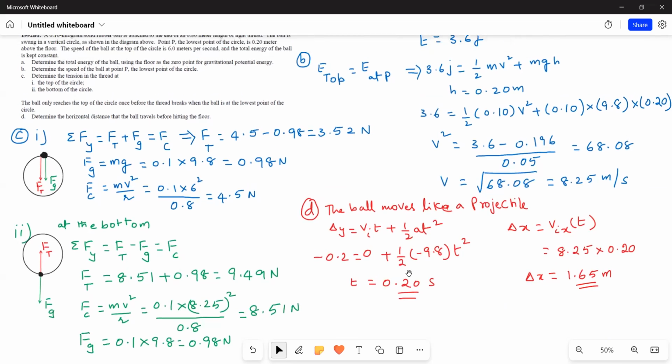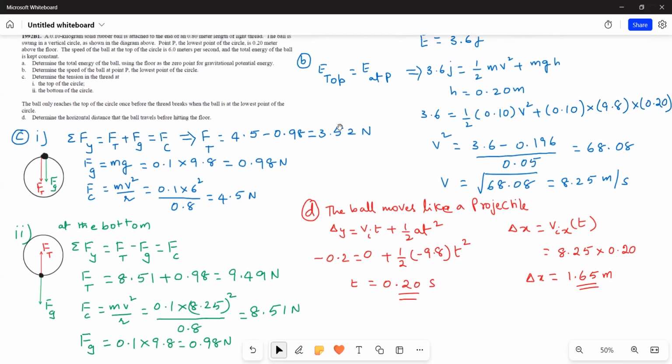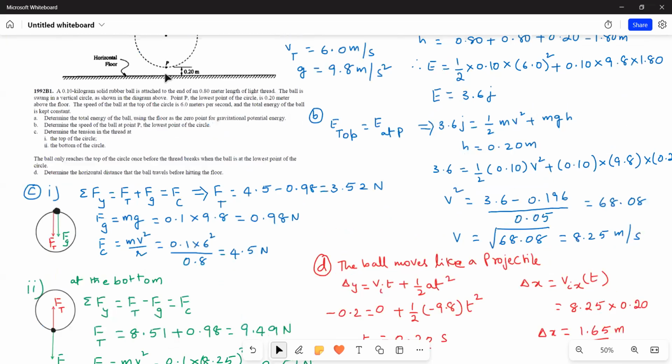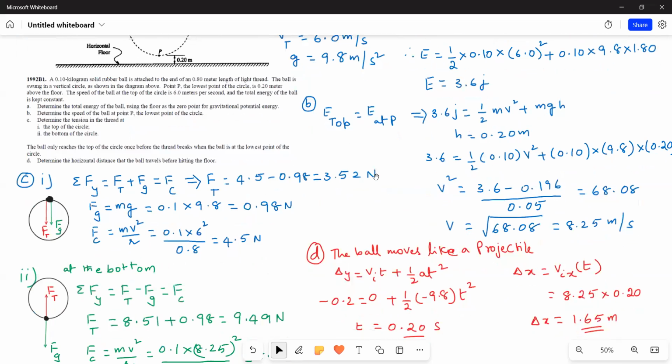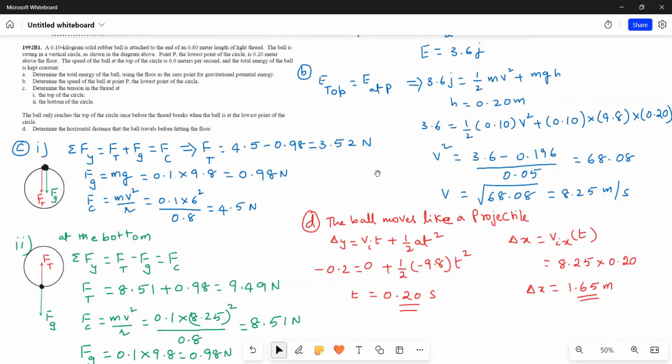Next, the last bit. According to the question, the ball completes only one full circle. After that, the thread breaks when the ball is at the lowest point. When the ball is at this point, the thread breaks, so the ball has to drop only 0.2 meters. Here the ball acts as a projectile under free fall. Gravity is the only force acting on the ball.